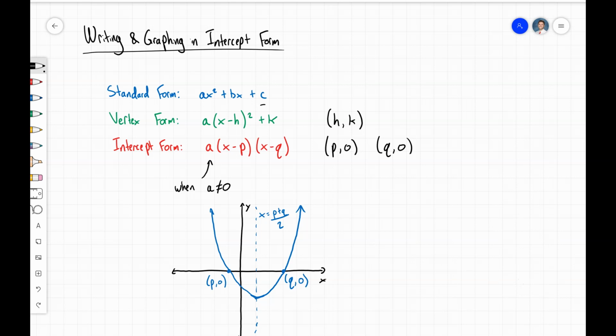The other thing to note here is that our axis of symmetry is always going to be halfway between our x-intercepts. The easiest way to calculate that is x equals p plus q divided by 2. So if you had a p value of 0 and q was 7, you add those together, you get 7, divide by 2, and you would have 3.5. So your axis of symmetry, and therefore your vertex, would be at x equals 3.5.